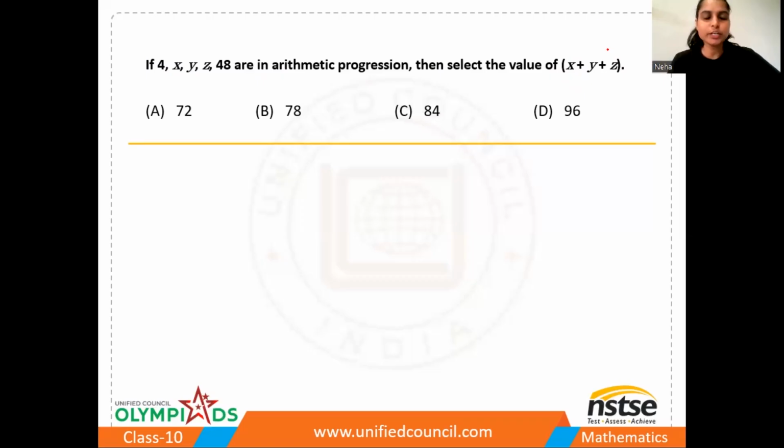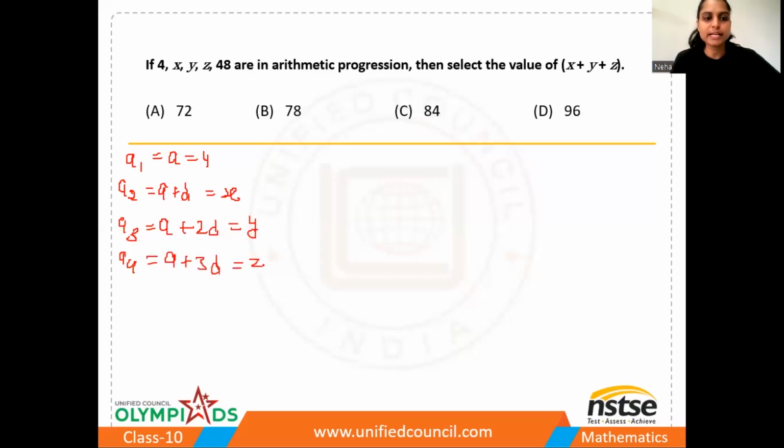Alright, the question is very good in fact because starting 5 terms are given here, right? The 5 terms of an arithmetic progression are given here. That means I can say that the value of a1, that means the first term, which is a, is equal to 4. The second term a2 is nothing but a plus d, which is equal to x. The third term a3, which is a plus 2d, is equal to y. The fourth term a4 is equal to a plus 3d, it is equal to z. And the fifth term a5, which is a plus 4d, is equal to 48.